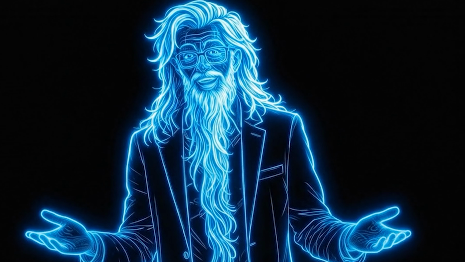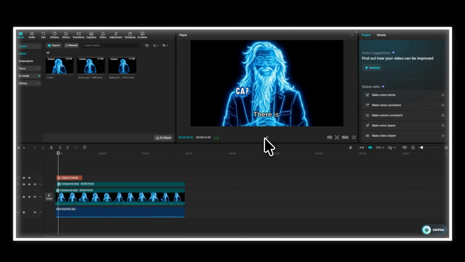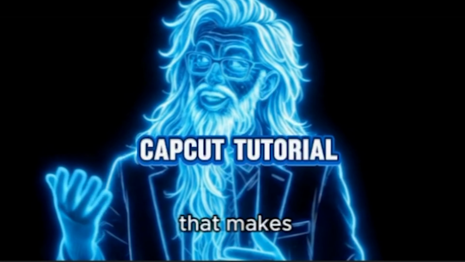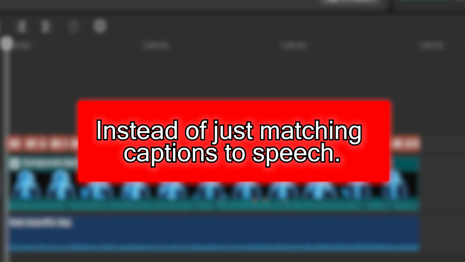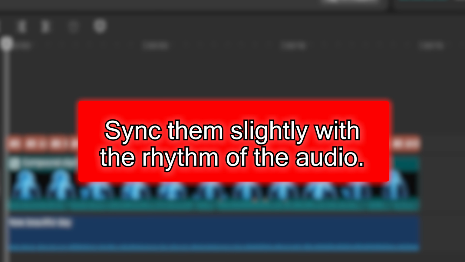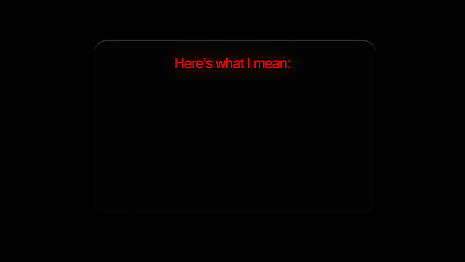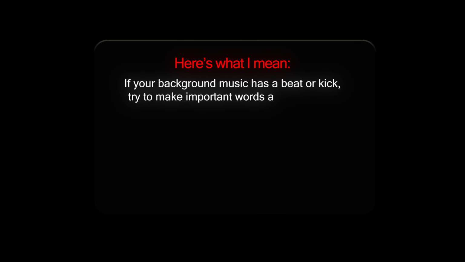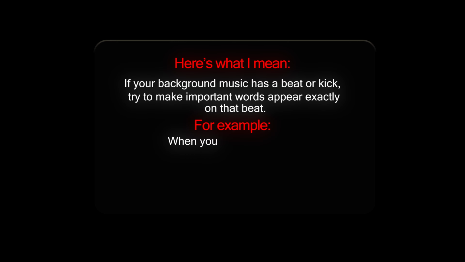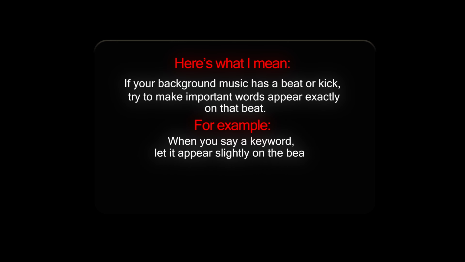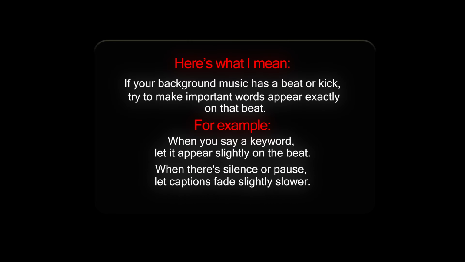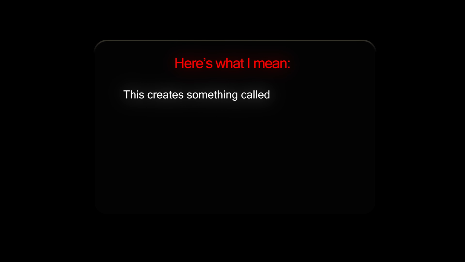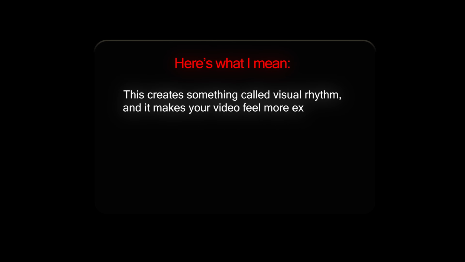But here's a small secret that most beginners ignore, which instantly makes your captions feel more professional. Instead of just matching captions to speech, sync them slightly with the rhythm of the audio. Here's what I mean. If your background music has a beat or kick, try to make important words appear exactly on that beat. For example, when you say a keyword, let it appear slightly on the beat. When there's silence or pause, let captions fade slightly slower. This creates something called visual rhythm, and it makes your video feel more expensive without adding any extra effects.